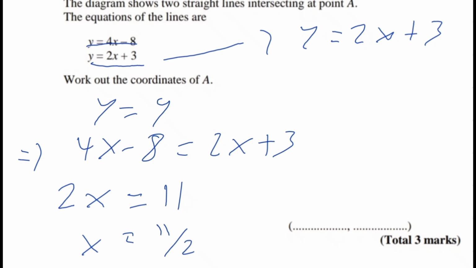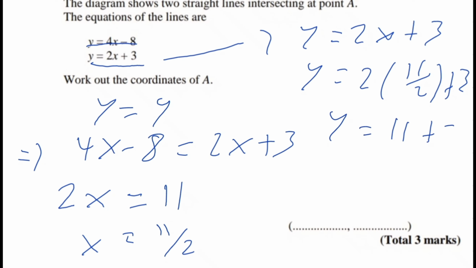Let's substitute into the equation y equals 2x plus 3. We'll have y equals 2 times 11 over 2 plus 3, which is 11 plus 3, which is 14. And this is our point of intersection. These are the 2 coordinates.